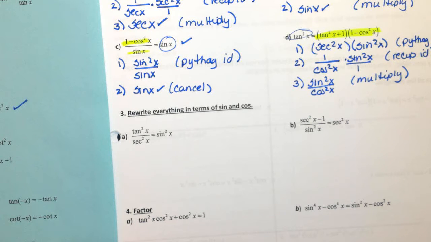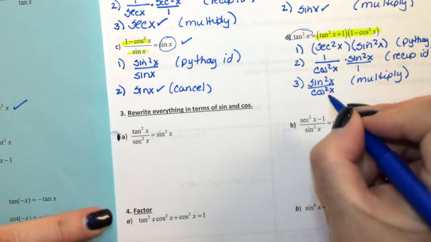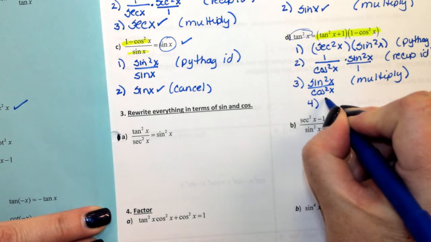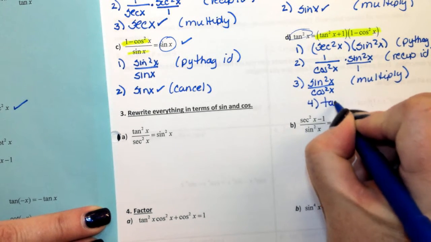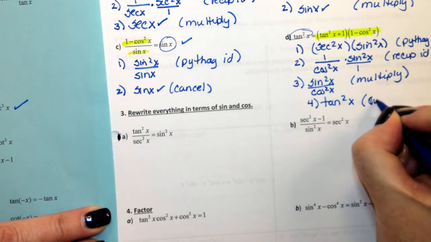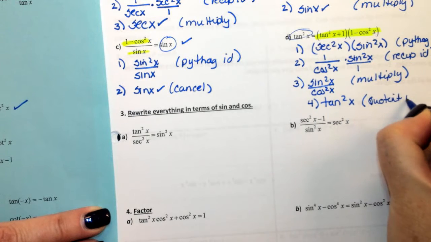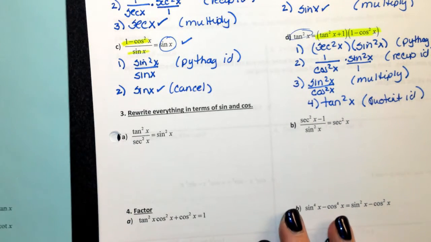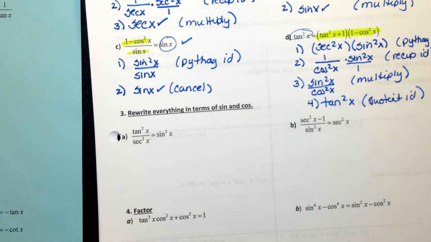So now, what is sine squared over cosine squared equal to? Tangent squared. And what's my reason? The reason is the quotient identity. All right, so any questions on those?